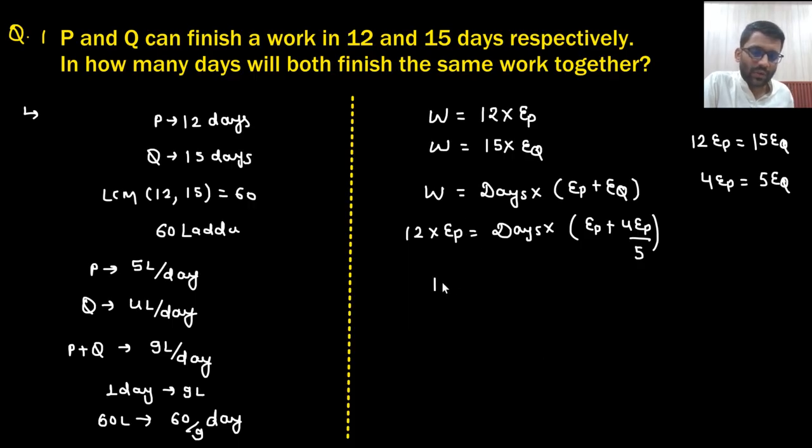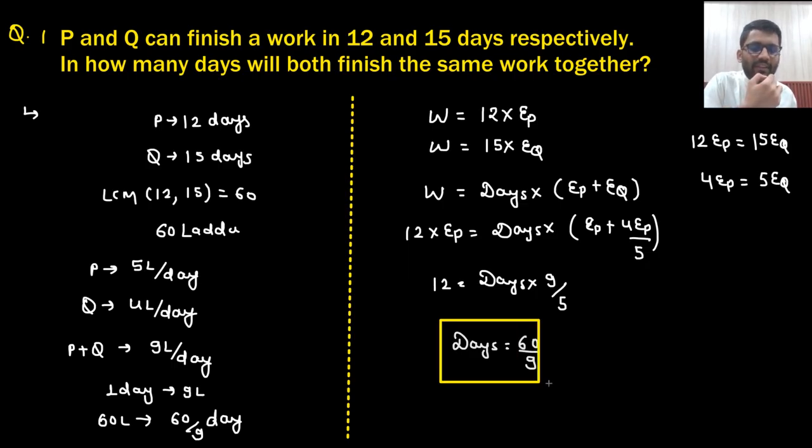So 12 is equal to days into 9 by 5, right? Because efficiency of P is being cancelled. Efficiency of P is common and it is being cancelled. So days you are getting is 60 by 9.